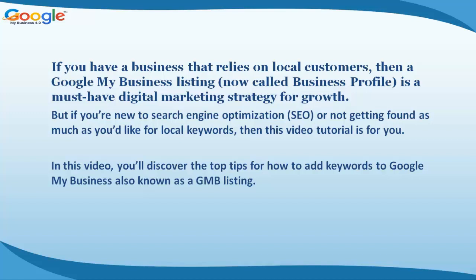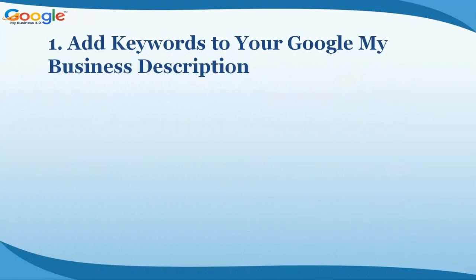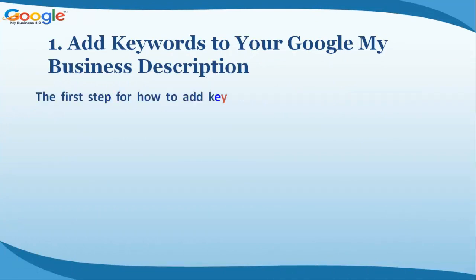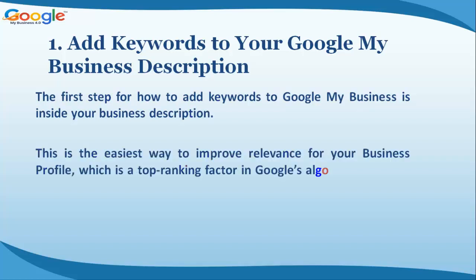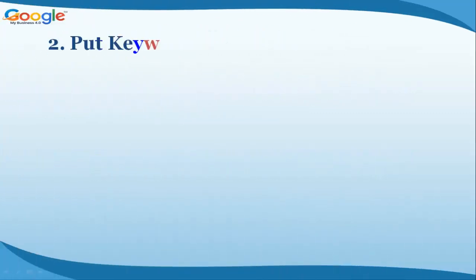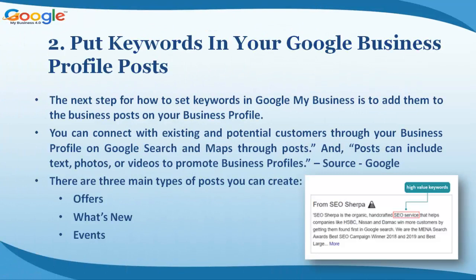In this video, you'll discover the top tips for how to add keywords to Google My Business, also known as a GMB listing. 1. Add keywords to your Google My Business description. The first step for how to add keywords to Google My Business is inside your business description. This is the easiest way to improve relevance for your business profile, which is a top-ranking factor in Google's algorithm for GMB listings.